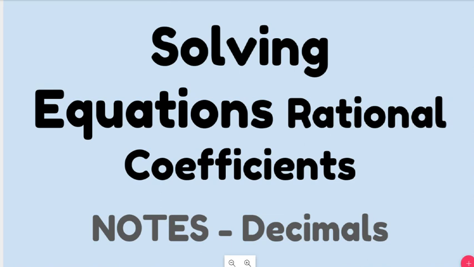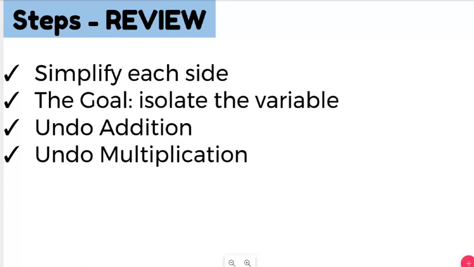Next up, we're going to solve equations with rational coefficients, but this time the rational numbers we're going to focus on are decimals. Now, these next two checklists are just for review. You do not have to write any of this down. Just go through it with me.